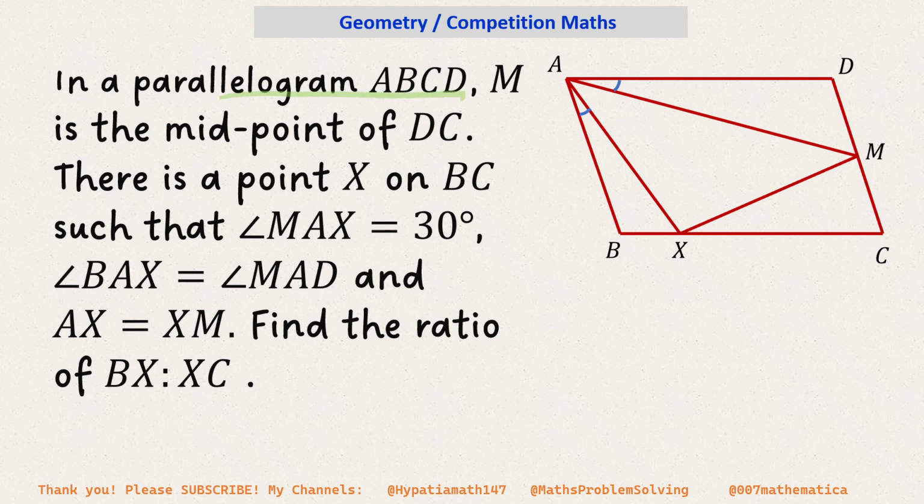The parallelogram ABCD, M is the midpoint of DC. So you have M, midpoint of DC. There's a point X on BC such that angle MAX is 30 degrees, which is this angle. That's 30 degrees.